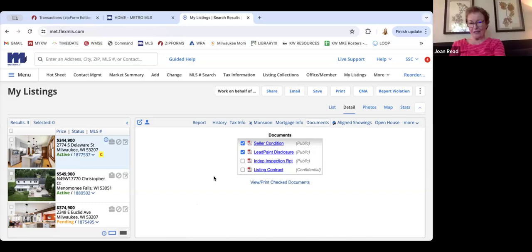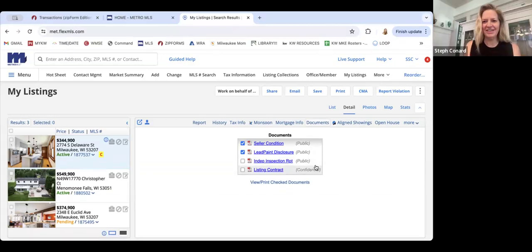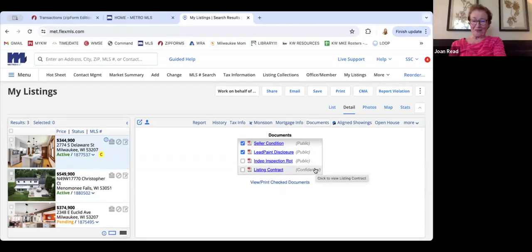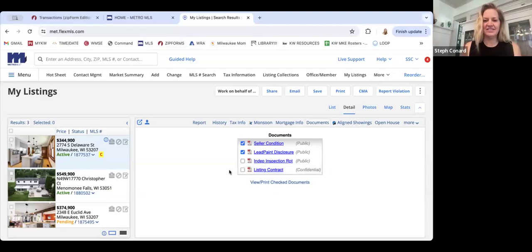Yeah, you notice on this list it has listing contract, and this freaks out agents every once in a while. Got the listing contract out there, but you see next to it, it's confidential. Only the listing agent can see that in MLS. Yes. Thanks for pointing that out. Yeah. Okay, so I'm going to check mark the documents. I'm going to pull it up.